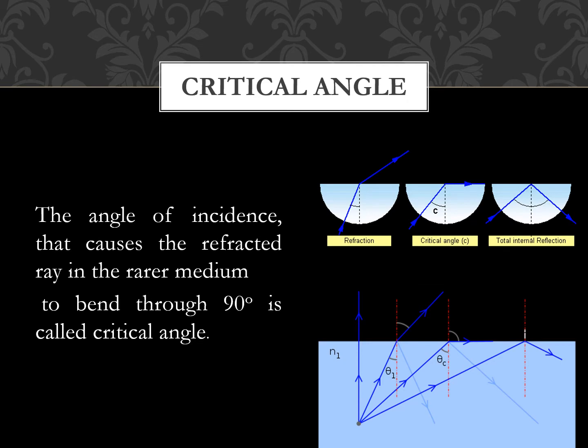Now today's first topic is critical angle. What actually is critical angle? I'm going to discuss the definition first and then I'm going to explain it. The angle of incidence that causes the refracted ray in the rare medium to bend through 90 degrees is called the critical angle.